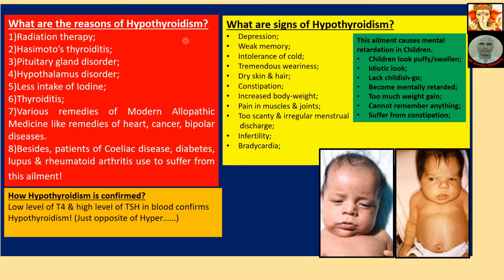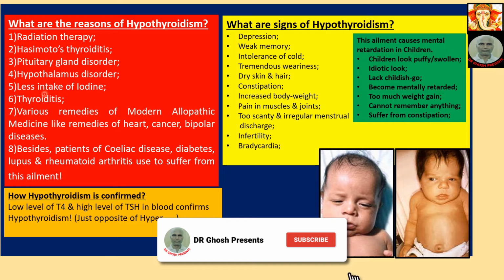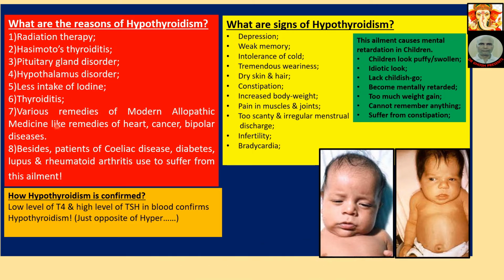What are the reasons of hypothyroidism? Radiation therapy, Hashimoto's thyroiditis, a special type of thyroiditis, pituitary gland disorder, hypothalamus disorder, less intake of iodine, thyroiditis, various medicines of modern allopathic medicine, like remedies for heart disease, cancer, bipolar disease. Besides, patients of celiac disease, diabetes, lupus, rheumatoid arthritis are likely to suffer from this ailment.